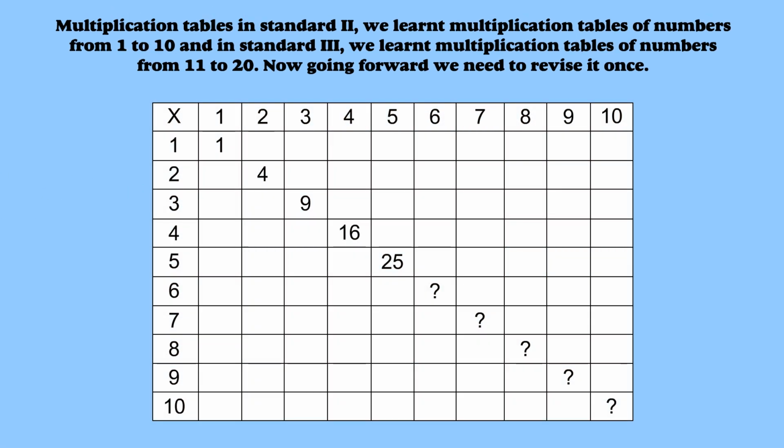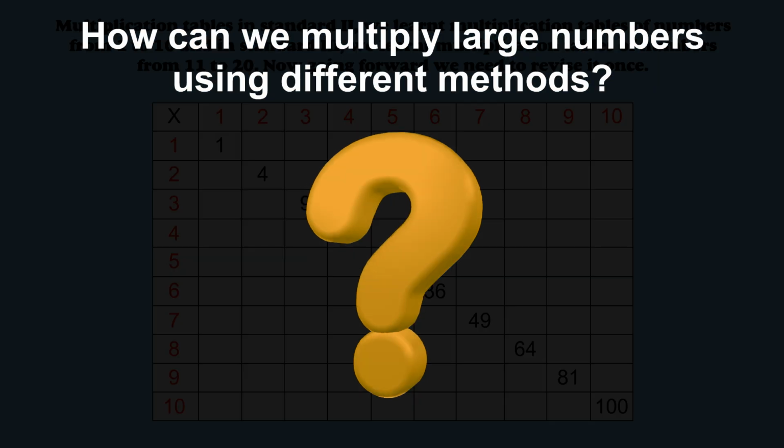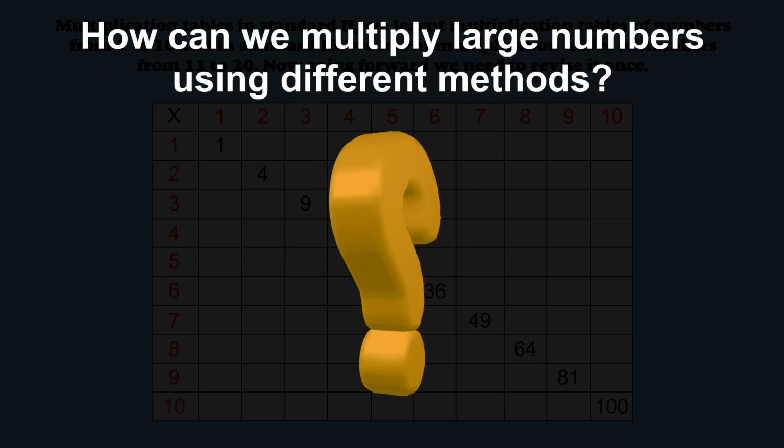Multiplication table. In Standard 2, we learnt multiplication tables of numbers from 1 to 10, and in Standard 3, we learnt multiplication tables of numbers from 11 to 20. Now going forward we need to revise it once. How can we multiply large numbers using different methods?